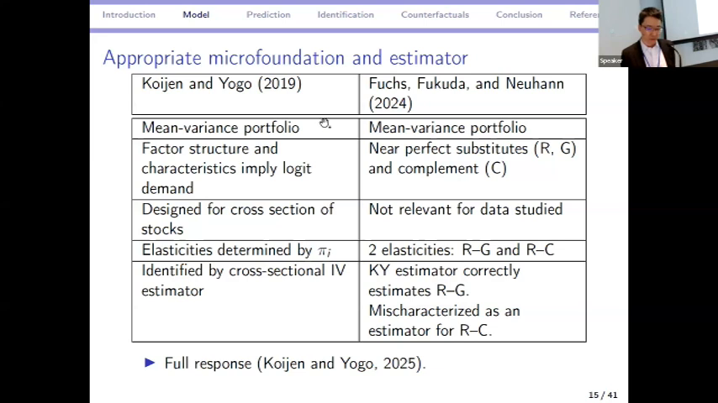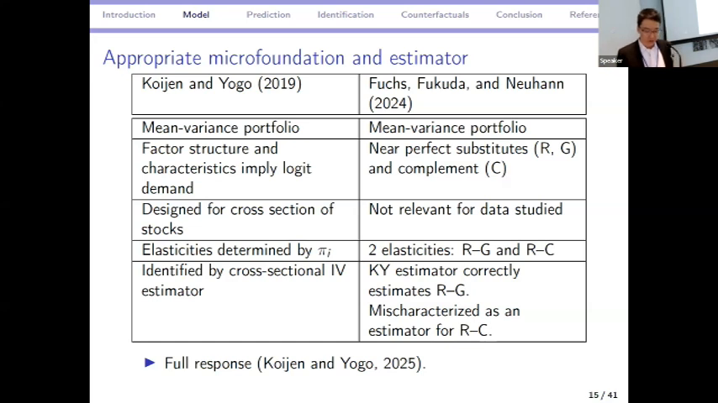Okay, so both in our paper and their paper, we start with the mean variance portfolio model. So no disagreement there. But we make different assumptions about the technology. We assume, like in my example that I already showed you, there's a factor structure in payoffs or returns, and those factor loadings and expected payoffs depend on characteristics that give rise to a logit demand function. They instead write a technology where there are two assets that are perfect substitutes. They call them red and green, and there's a complement asset that we are going to label as C.